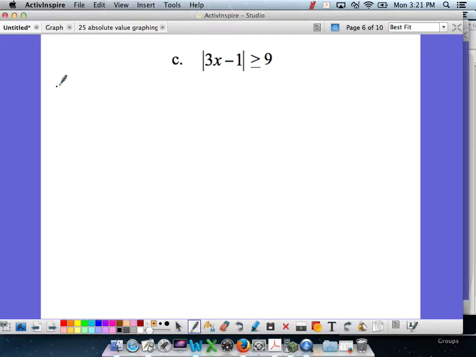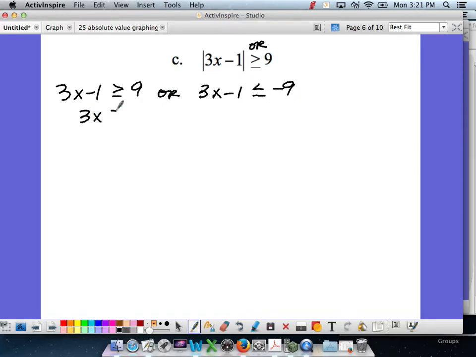So here I'm going to set this up. I have 3x minus 1 greater than or equal to 9. It's greater, so it's an or statement, and it's 3x minus 1 less than or equal to negative 9. It's greater than the positive or less than the negative. And then you solve for each one.